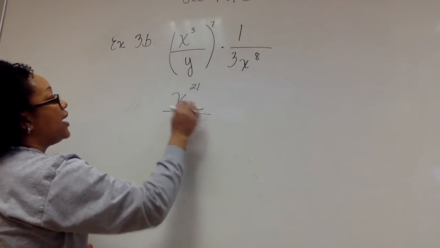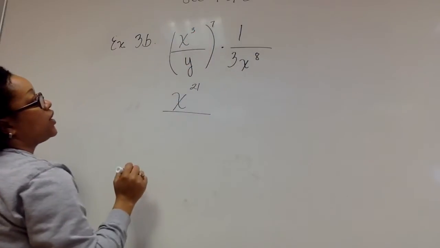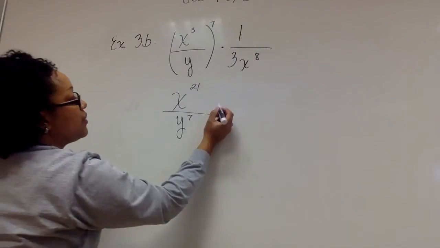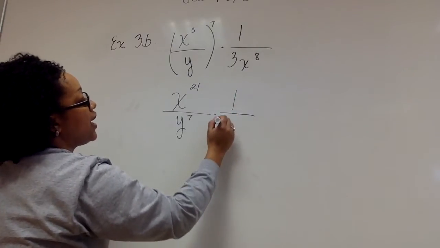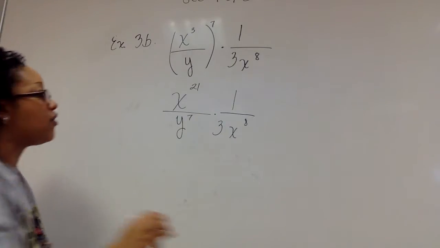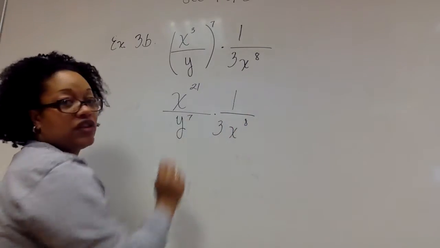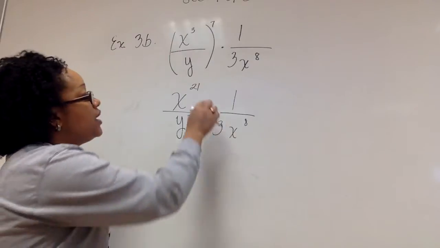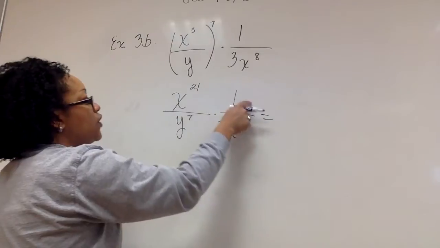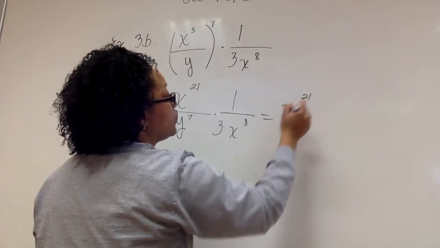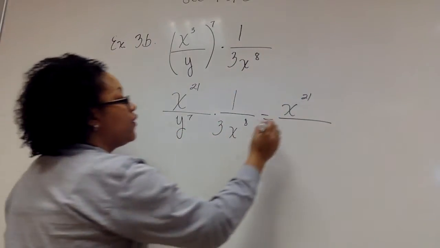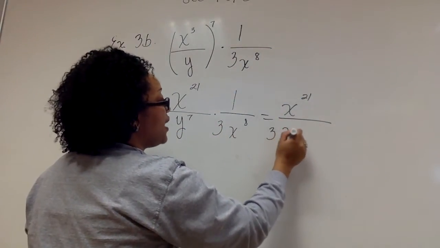And then I'm going to divide. My y also has to be raised to the 7th power, so that's y to the 7th. And then I'm going to rewrite the second piece, 1 divided by 3x to the 8th. Now, I've got two quotients here. The best way to handle them is to multiply what's on top and multiply what's on bottom. So x to the 21st times 1 is just x to the 21st, divided by 3 times x to the 8th.